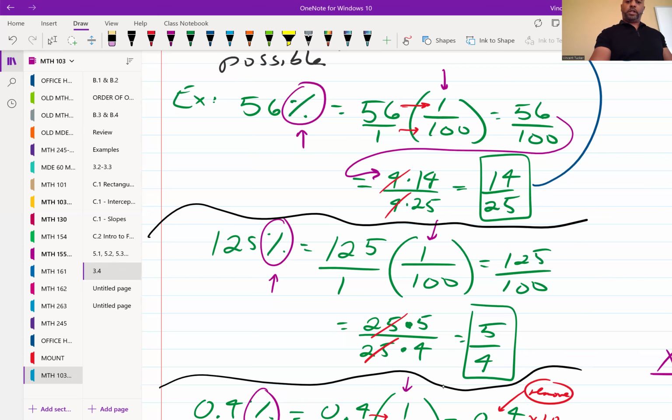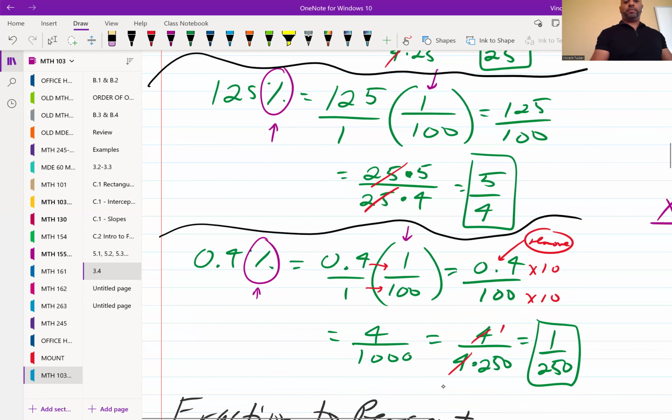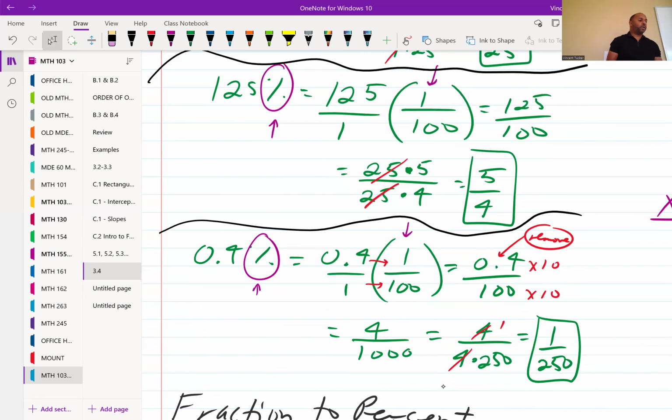All right, last one, and you may not even see one like this, but we're talking about one with a decimal, 0.4%. So that will once again follow the same process. You replace the percent with 1 over 100. Multiply across, that's 0.4 over 100.